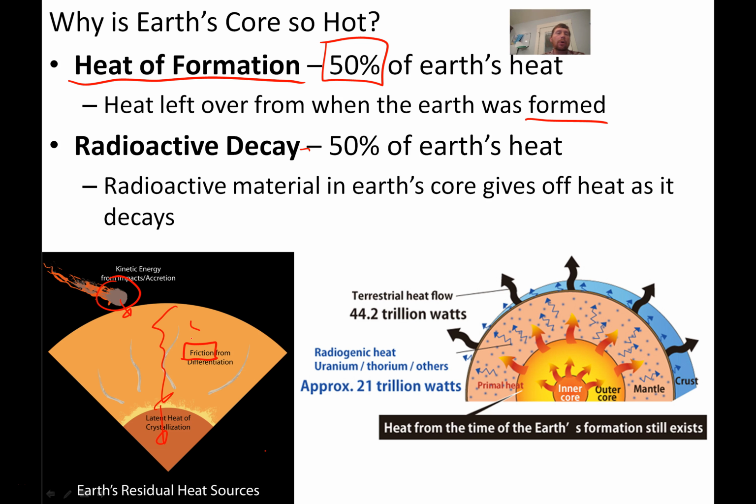Where does the other half come from? Radioactive decay. At the center of the Earth, you have radioactive materials, things like uranium and so forth. These radioactive materials, as they decay, because remember, radioactive things are slowly changing into something else. That's what I mean by decay. As they change and decay, they give off heat. So radioactive materials in the center of the Earth are producing heat, and that's where the other half of Earth's heat comes from. Okay, so that's the two main sources of Earth's heat. You got heat of formation, heat left over from when Earth was formed, and then radioactive decay. Radioactive materials in Earth are giving off heat, and that's keeping us warm as well.